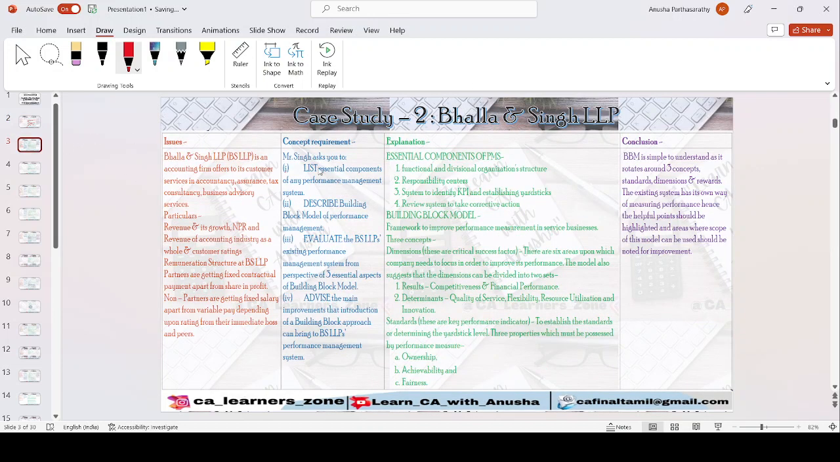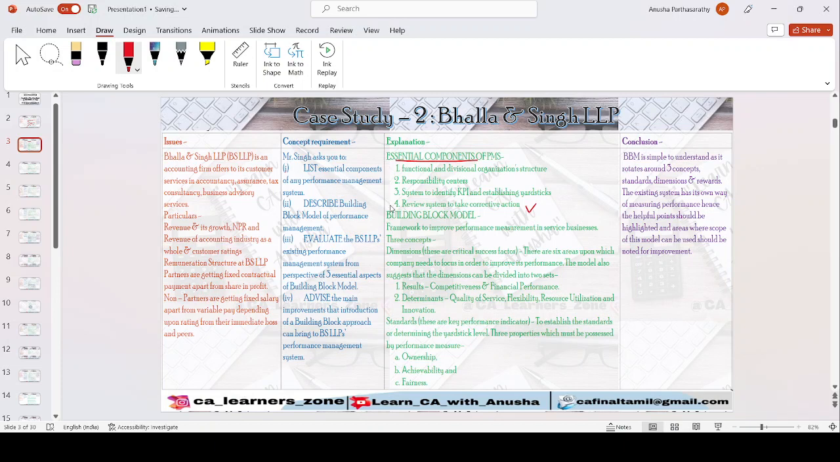Now, case study number 2. In this, what are the concepts we are going to discuss? One is about the components of a performance management system. We have functional and divisional organization structure. In the divisional organization structure, each division will be given responsibilities, and therefore they will be called responsibility centers. And I have a system to identify the KPIs and establish the measures, that is, yardsticks. And I have a system to review and take corrective action.